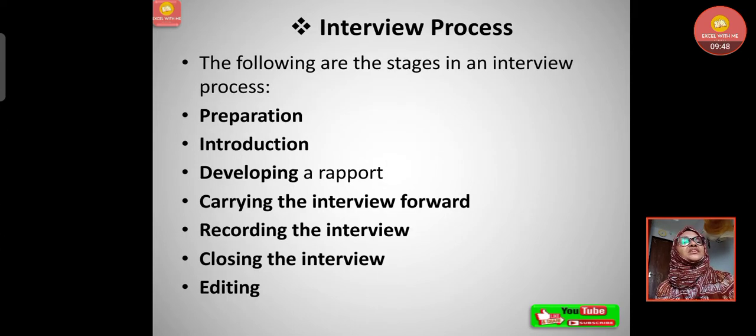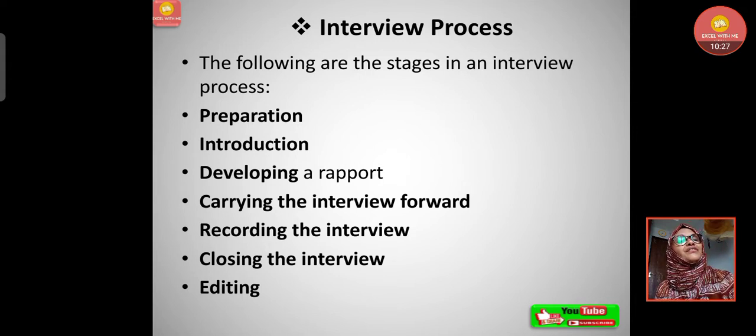Now, what is the process here? Interview process. The following are the stages in an interview process in general. First, preparation. Obviously, what kind of interview we are going to conduct, may be structured, unstructured, focused, depth. That preparation should be done by the interviewer. Then introduction. The interviewer should introduce himself properly to the interviewee or the respondent. Otherwise, the rapport between the two will not be good and the result will not be in favor of the research study. Then developing a rapport. Obviously, a good rapport will result in the best information or data gathering.